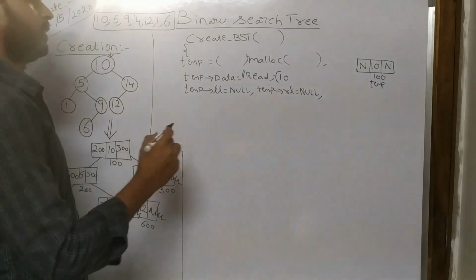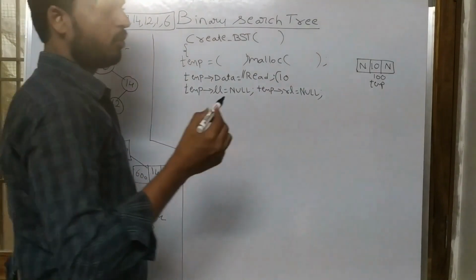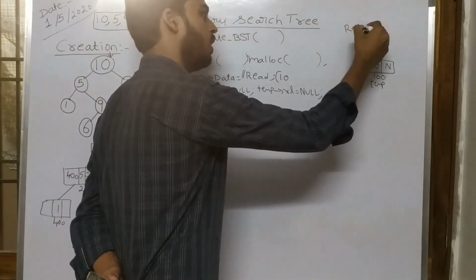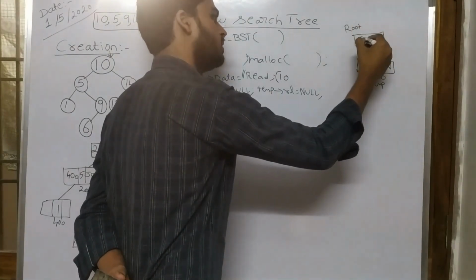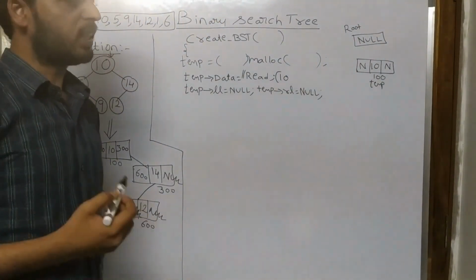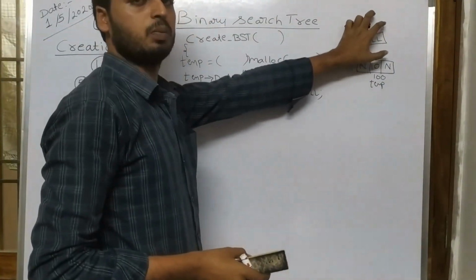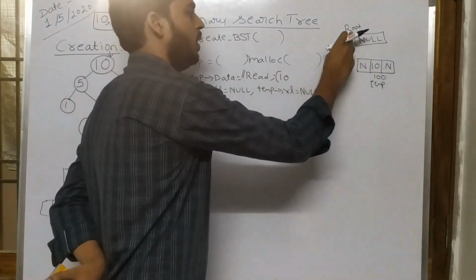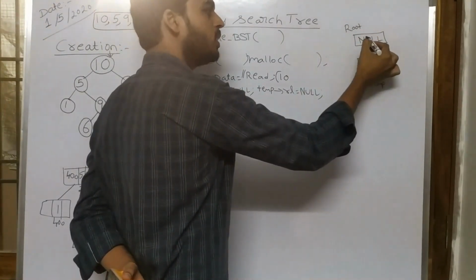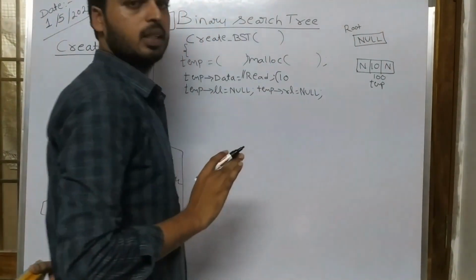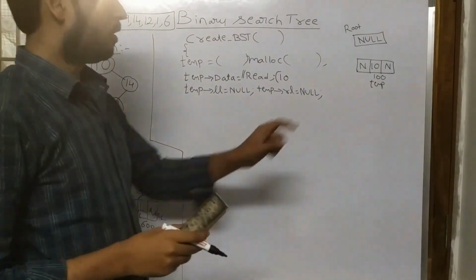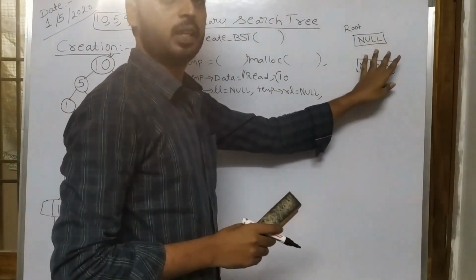Then, before going through all this process, I have a root node with an address of null. In the class I have clearly defined why I am taking this. So when the root value is null, it means there are no elements present in the tree. When the root value is null, there are no elements present in the tree, right?